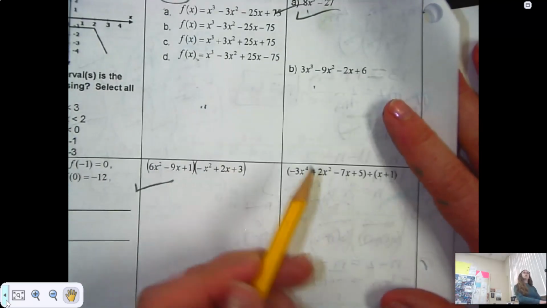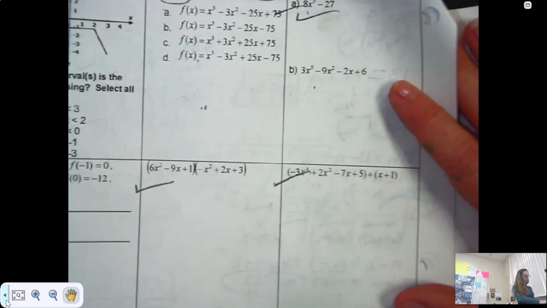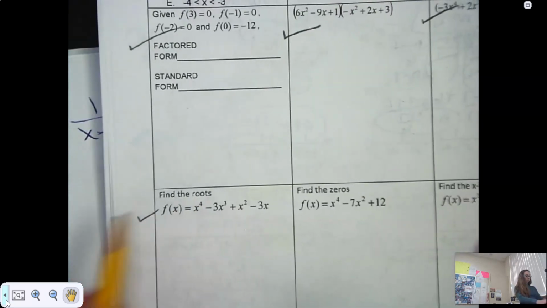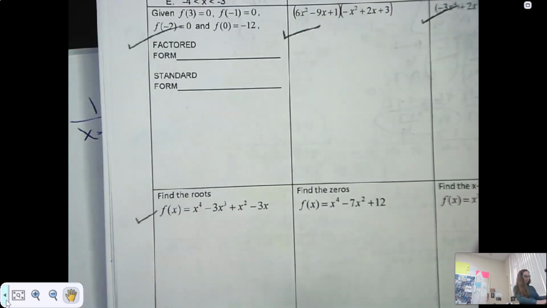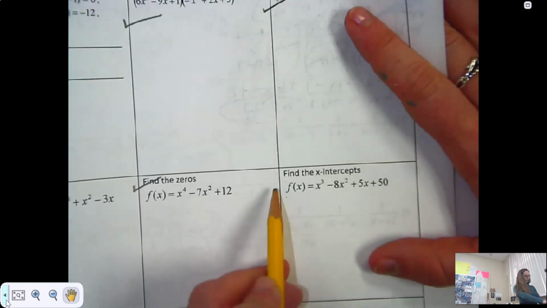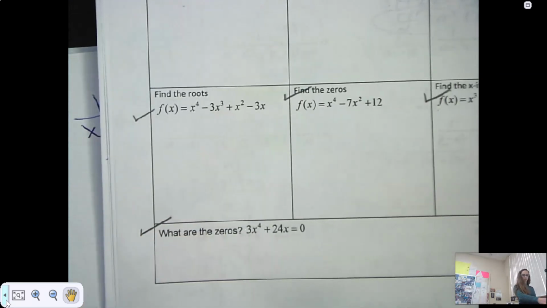This one, you can either do long division, synthetic division, reverse box. This one, I would factor. Okay, I would factor. This one, you're not going to be able to factor, so you're going to have to PQ. And this one, I would factor. That's your homework.